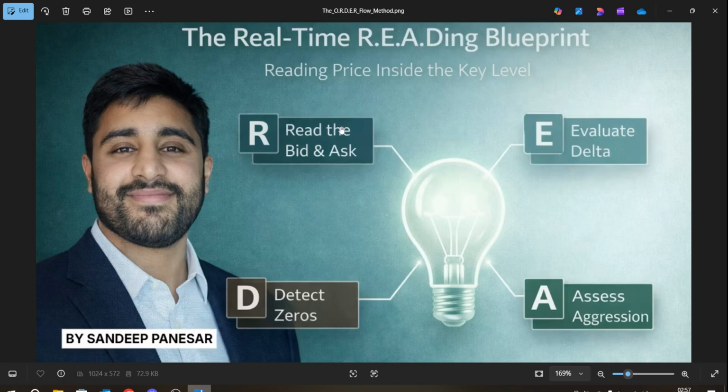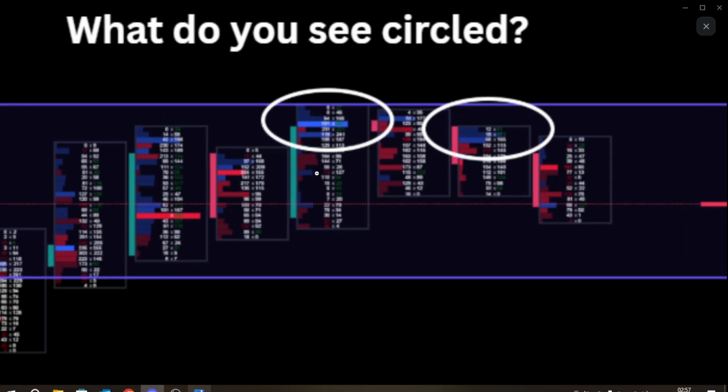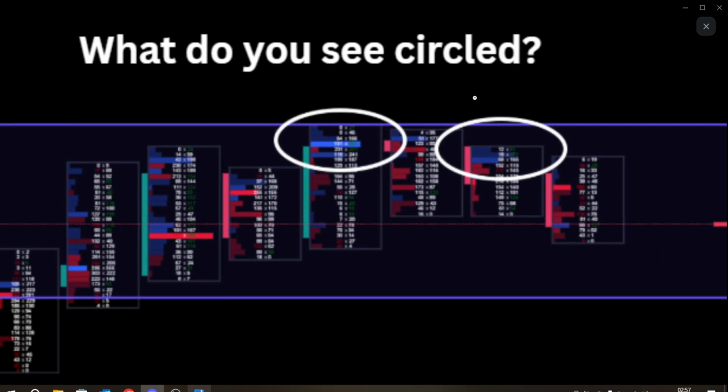So what does READ stand for? Read the bid and ask, evaluate the delta, assess the aggression, and detect the zeros. So these are the only 4 things you need to read price successfully. Anything outside of that is irrelevant. So what we're seeing here, well, I'm just going to speed this up. We're going to assess aggression, and then we're going to detect zeros. So what do you see in the circles?